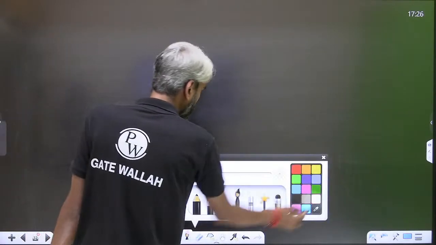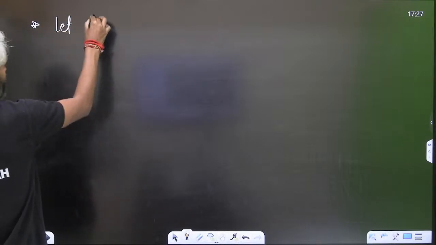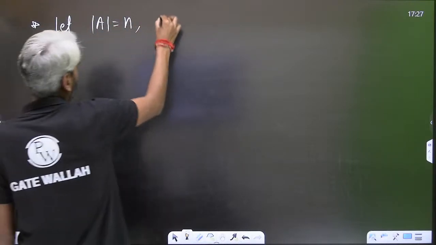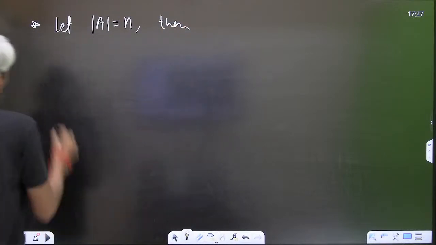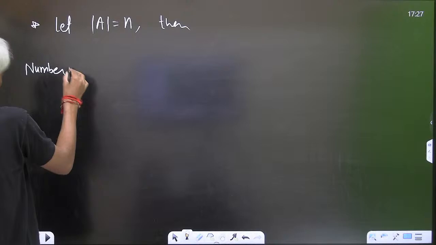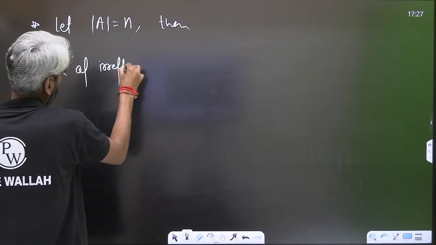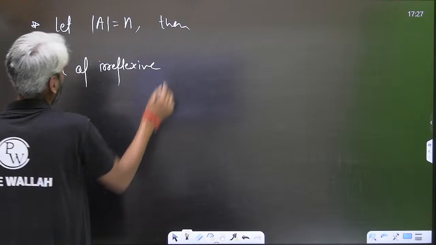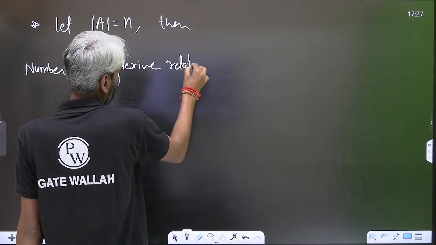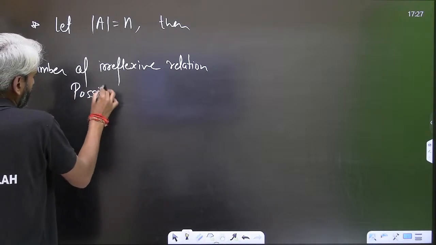Now, if I ask you how many irreflexive relations are possible, let mod A equal n. Then the number of irreflexive relations possible on set A is?